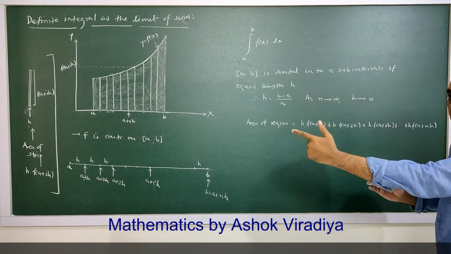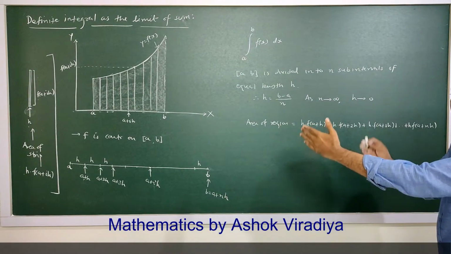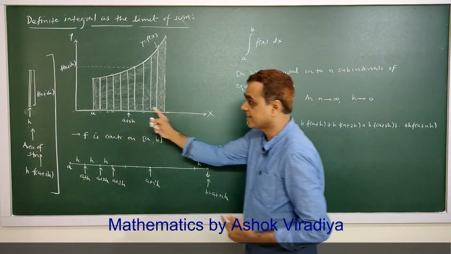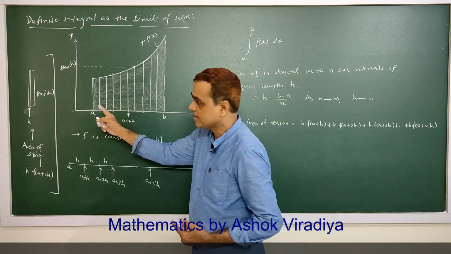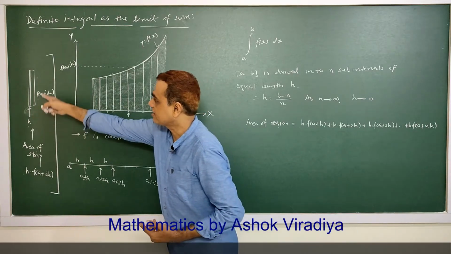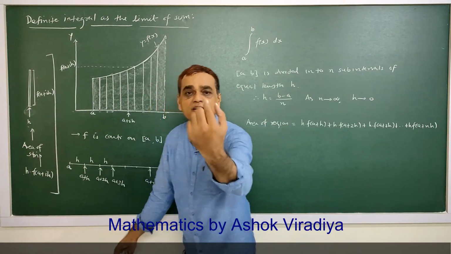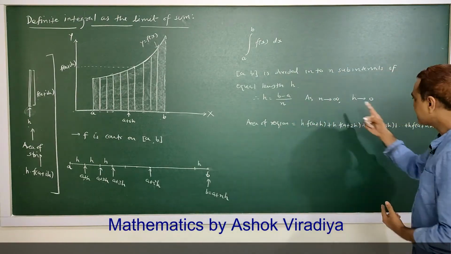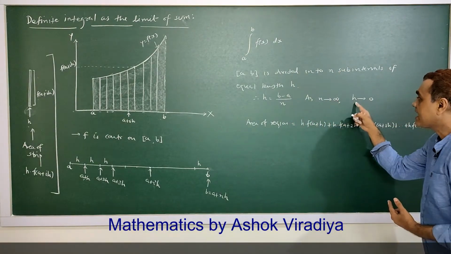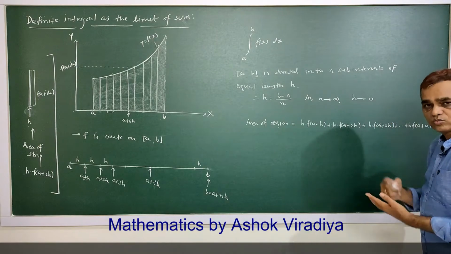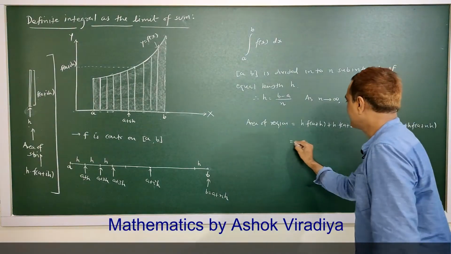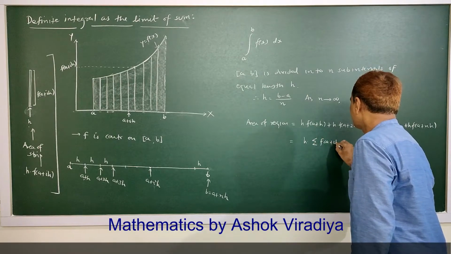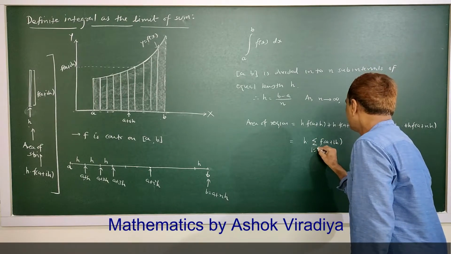But here there are infinitely many strips. If you take the number of strips as infinite, then every strip can be taken as a rectangle. So here as n tends to infinity, h tends to 0. So this sum can be written as h into sigma f of a plus ih, i equal to 1 to n.